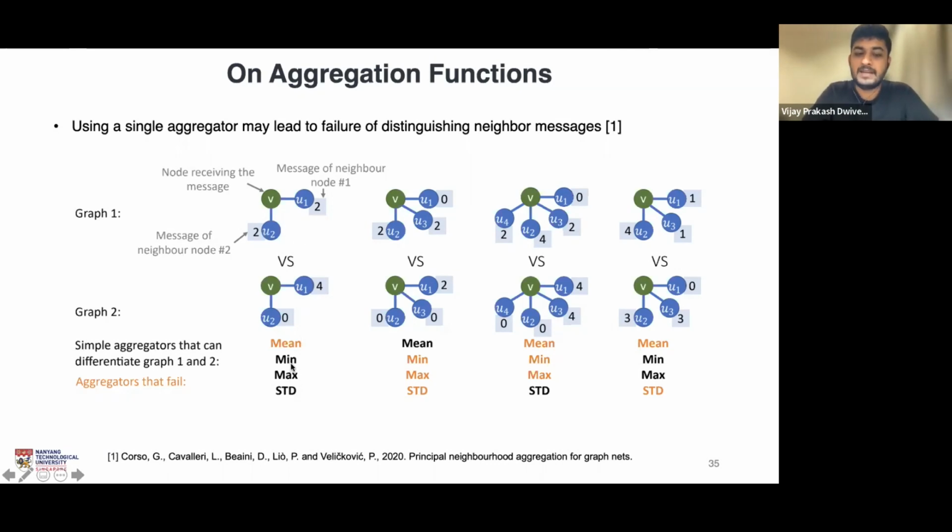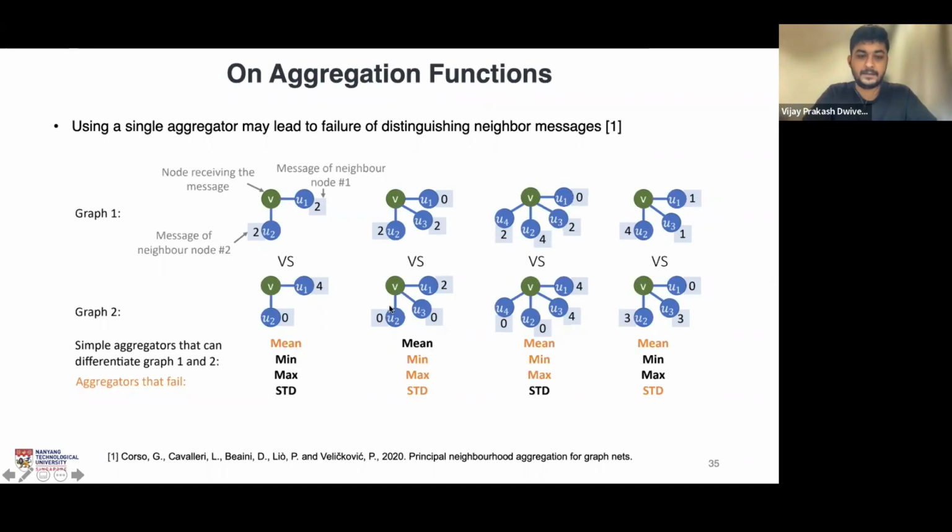But if we take minimum or maximum or standard deviation of these two incoming messages, it would all help to distinguish these two graphs from each other, because the minimum of this is 2, whereas the minimum of this is 0. And similarly, the maximum is 4, the maximum is 2. So now we have two distinct outputs if we consider the minimum, maximum, and also by computation, the standard deviation aggregation function. So in this case, the mean or average fails.